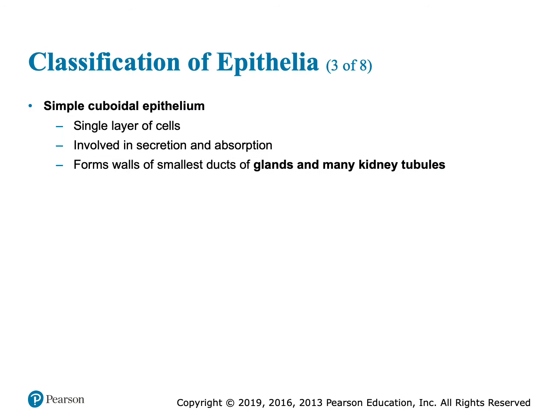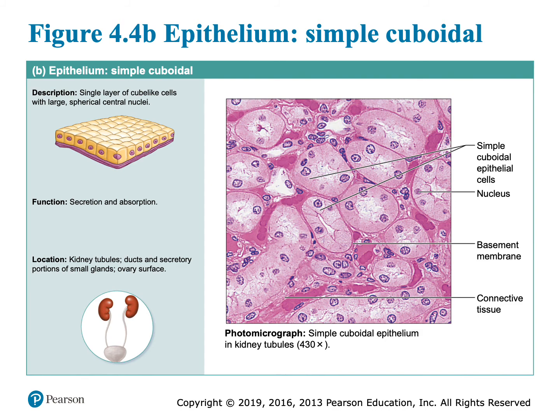Simple cuboidal, you're going to find those in glands. Remember, glands are a type of epithelium. Kidney tubules are another very common place. Do we have it in other places? Yes, but we're just going to stick to the ones in the lab book. So simple cuboidal is a single layer of cells shaped like a cube. These are involved in both secretion and absorption. And here we go, these are kidney tubules.